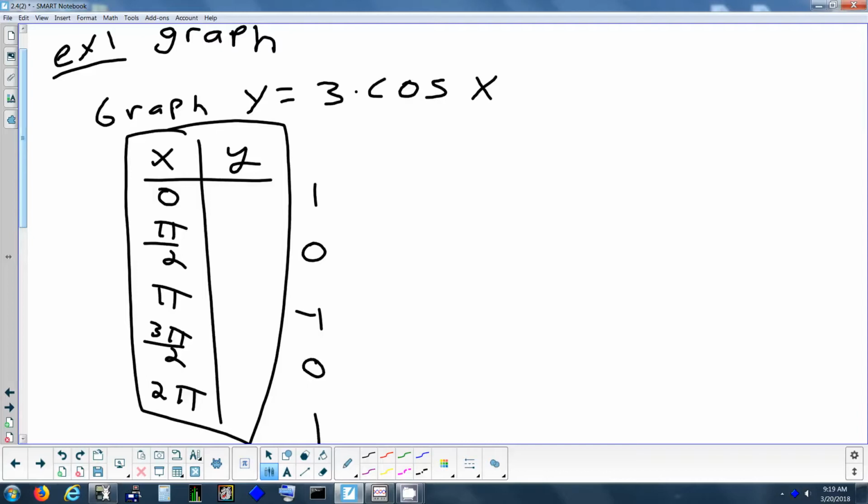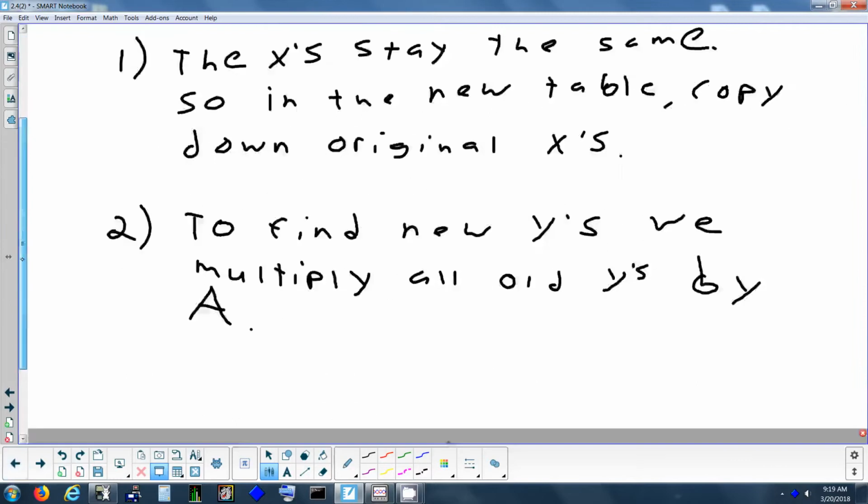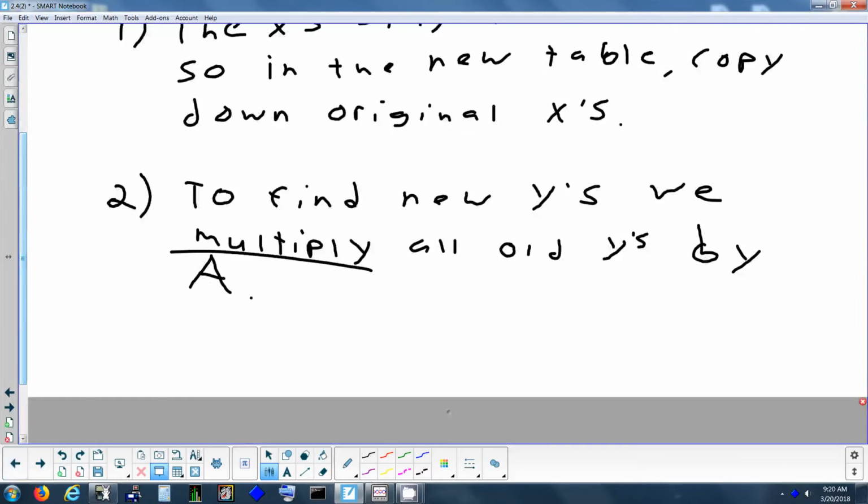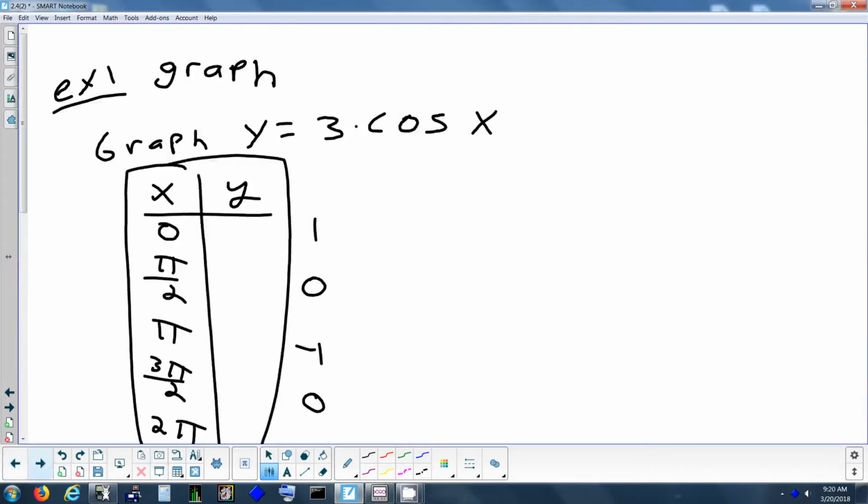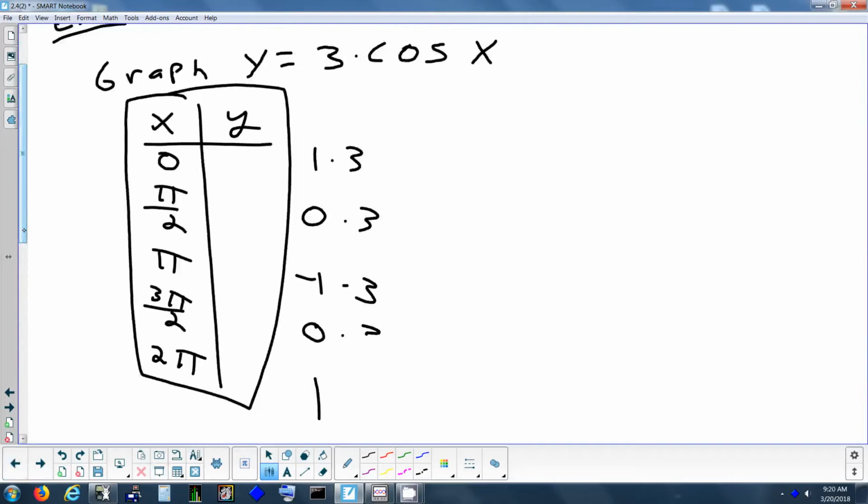And Luke, what am I going to do to all those y values? Add the 3. What? Nope, we're not. I like the 3. We're going to do something with 3, but we are not adding or subtracting. Jim? We're multiplying. Okay. Multiply all the old y values by the number in front. We are going to add a number to the y values. That's going to be the next thing we do. That's going to have to do with a shift. Okay, but this is a stretch. So times 3 on all of them.